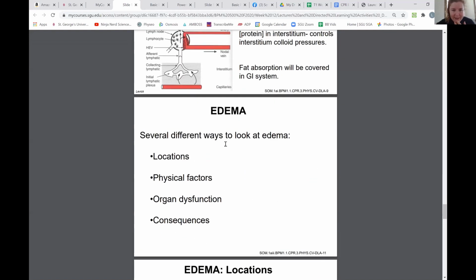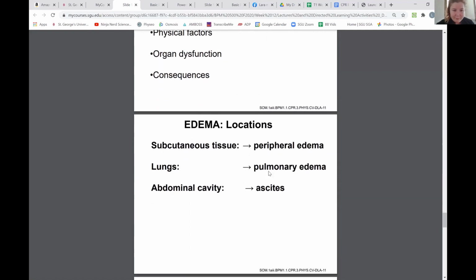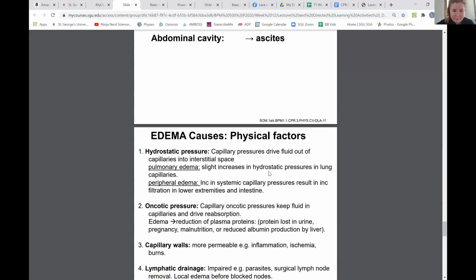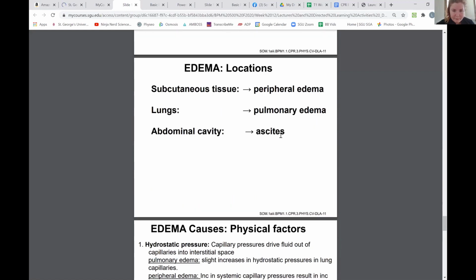Yeah, edema, this is what you're saying. If you're getting too much filtration, you're getting that edema. Ascites, that might have been a definition, or maybe that was our term. I don't know. It just means abdominal cavity edema.